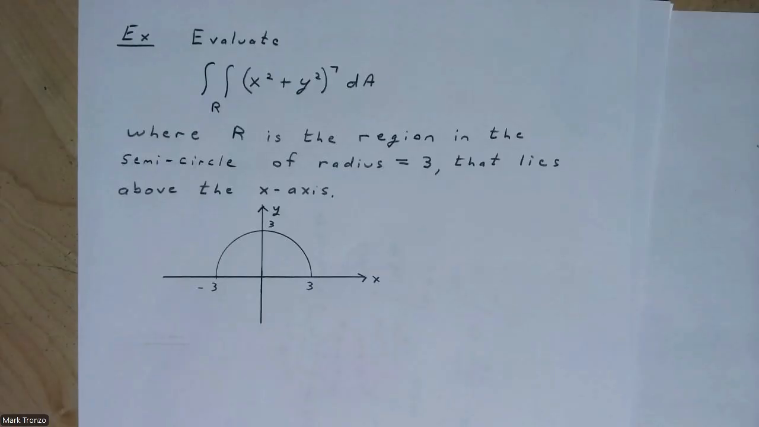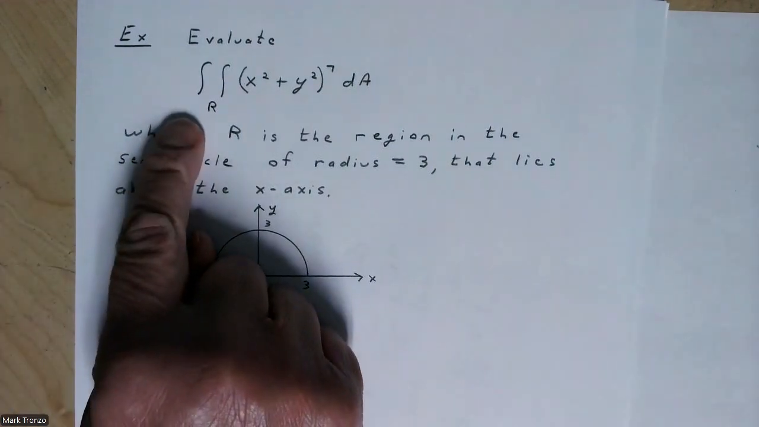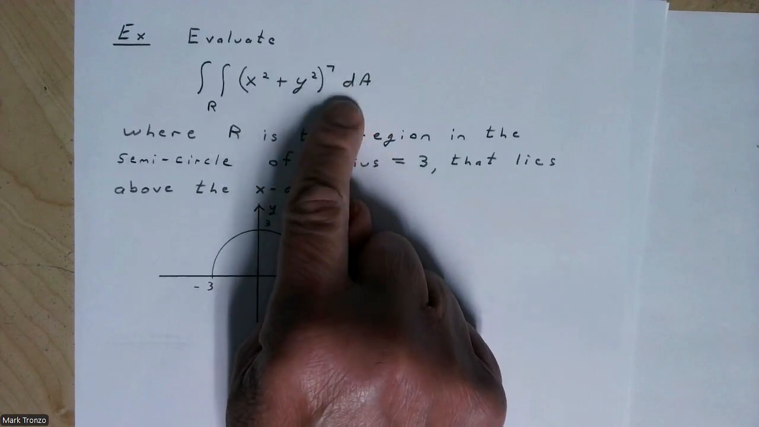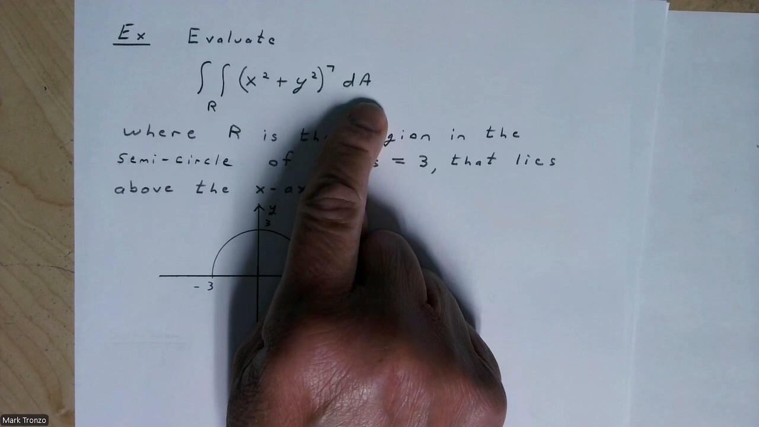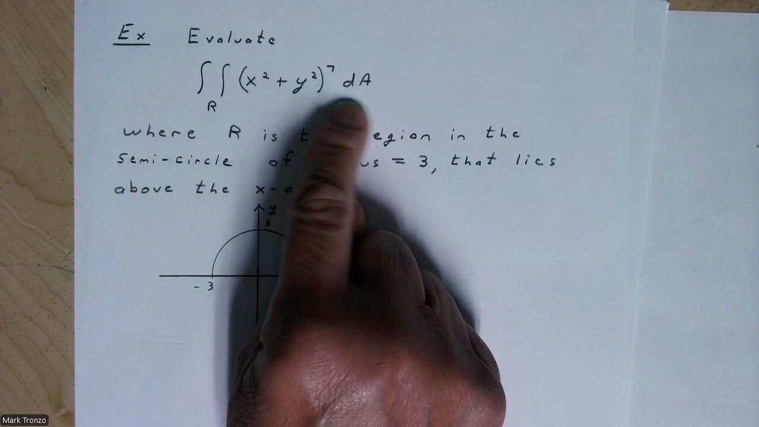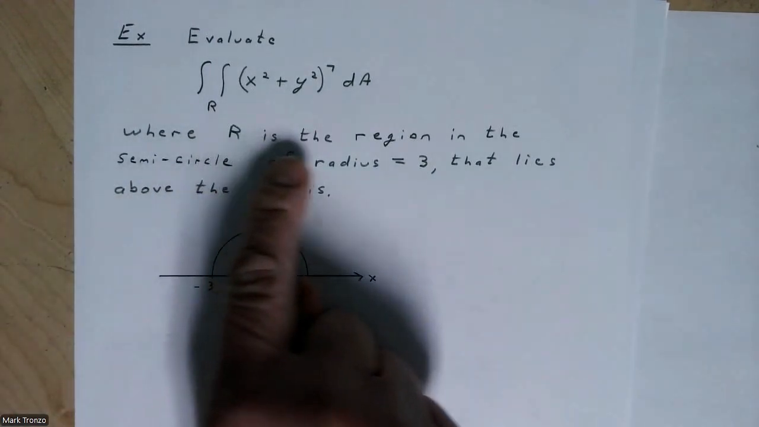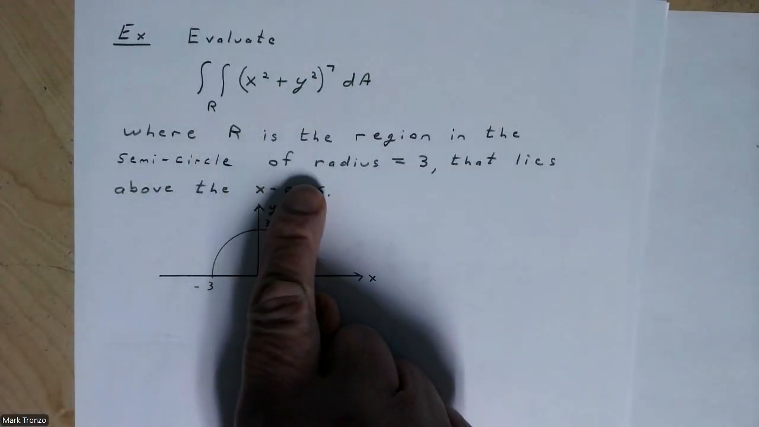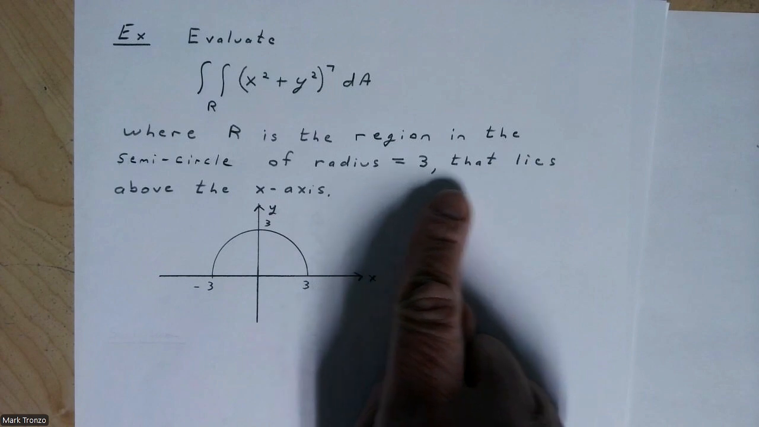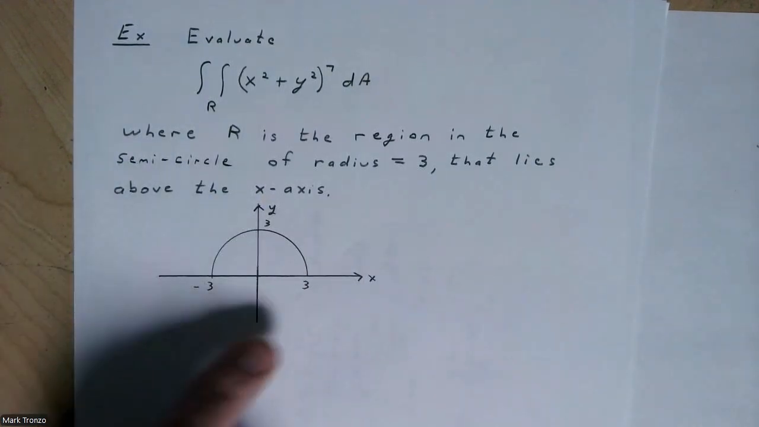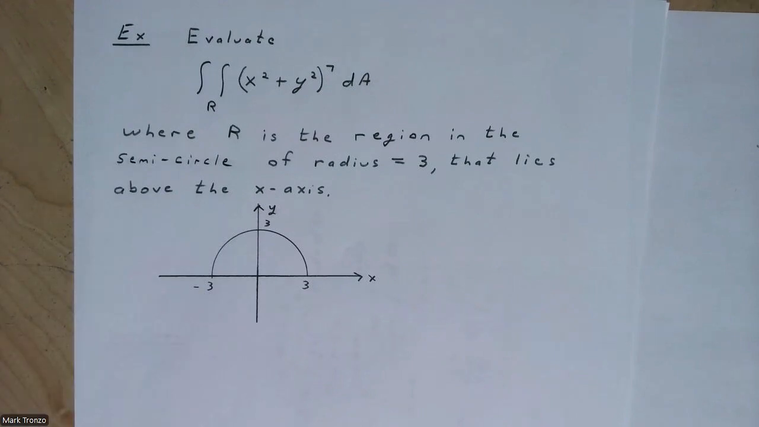Let's take a look at this problem here. We're going to evaluate this double integral over dA. Sometimes this can say dA, which is more general, or it could say dx dy or dy dx, where R is the region in the semicircle of radius 3 that lies above the x-axis. So it would look something like this would be our domain over which we're integrating.